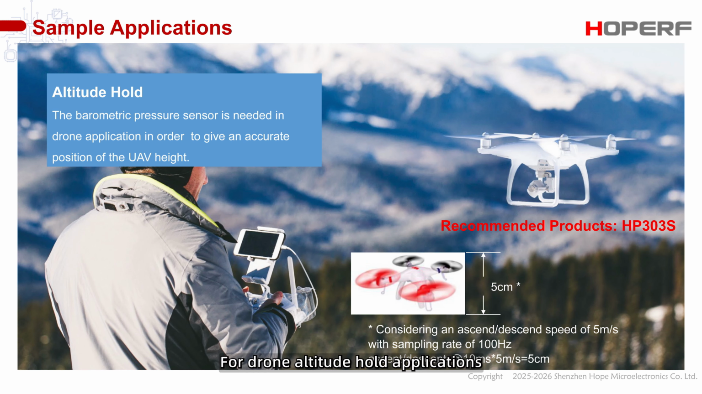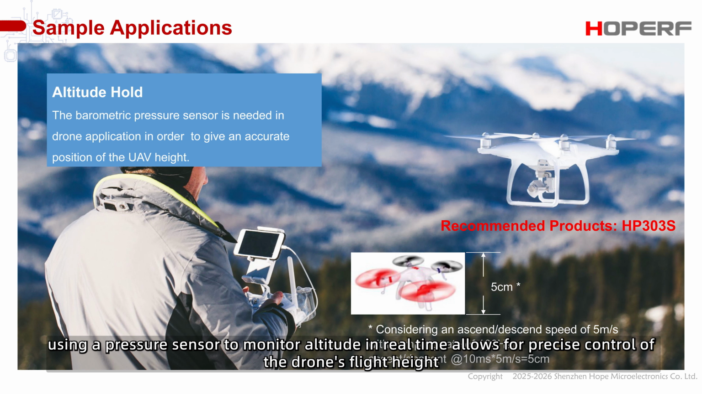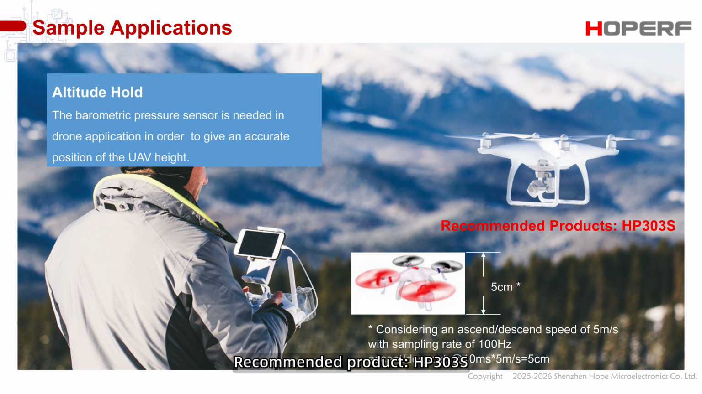For drone altitude hold applications, using a pressure sensor to monitor altitude in real time allows for precise control of the drone's flight height. Recommended product: HP303S.